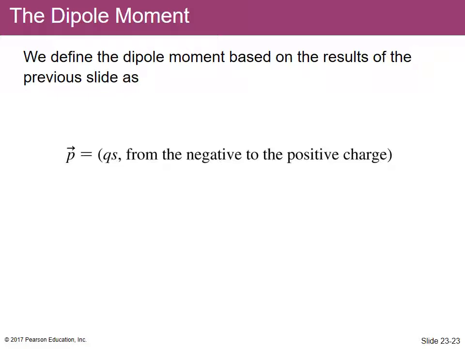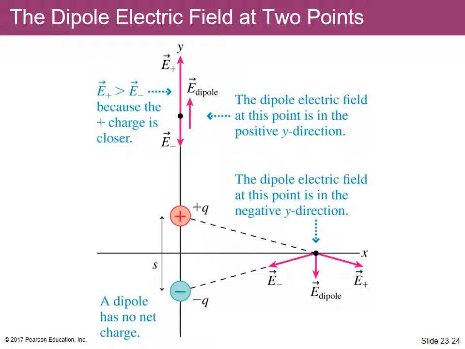We define the dipole moment based on the results of the previous slide as the vector qs from the negative to the positive charge. We will now calculate the electric field from a dipole at two specific points, one on the line connecting the two charges, the other along the line bisecting the dipole.